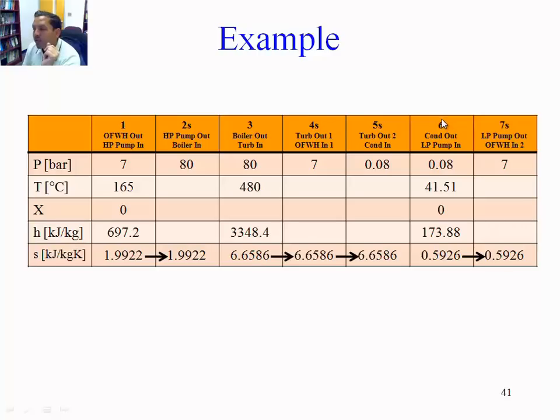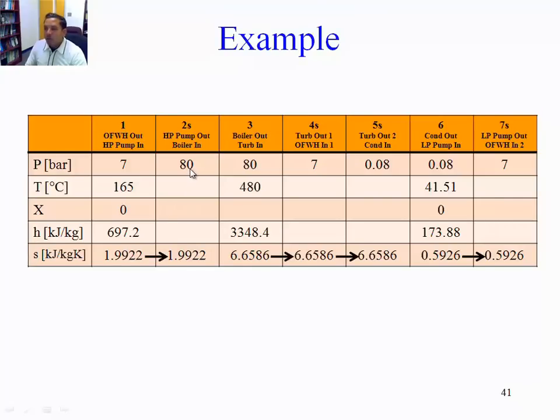Then state 6, which is the outlet of the condenser, is saturated liquid at 0.08 bar, temperature 41.51, enthalpy 173.88, and is passed through the low pressure pump, ideally an isentropic process, so entropy is maintained, 0.5926 and 0.5926.